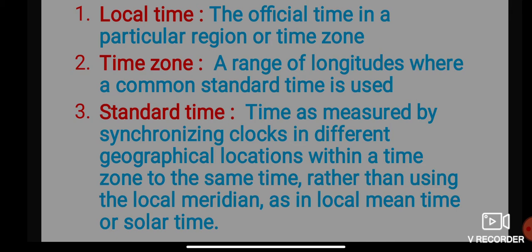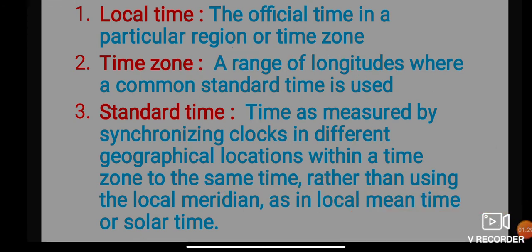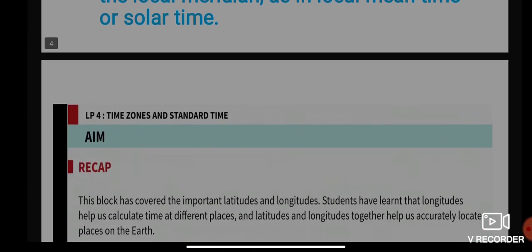And what is standard time? Time as measured by synchronizing clocks in different geographical locations within a time zone to the same time, rather than using the local meridian, as in local mean time or solar time. That is known as standard time, meaning the time which is taken for all the places. Alright, so I hope now you're clear.